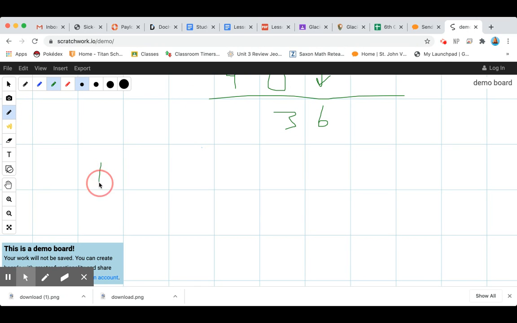Moving on to number 14. So number 14 gives us 300 times 40.